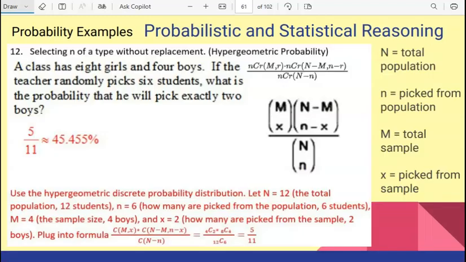Hypergeometric probability. A class has 8 girls and 4 boys. If the teacher randomly picks 6 students, what is the probability that he will pick exactly 2 boys? We will use the hypergeometric discrete probability distribution. We're going to let capital N equal 12, the total population. Lowercase n equals 6. That's how many people are picked from the population.